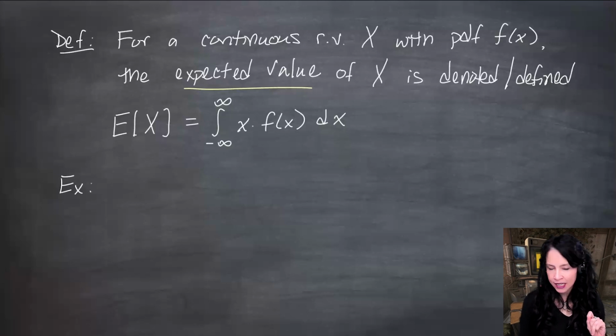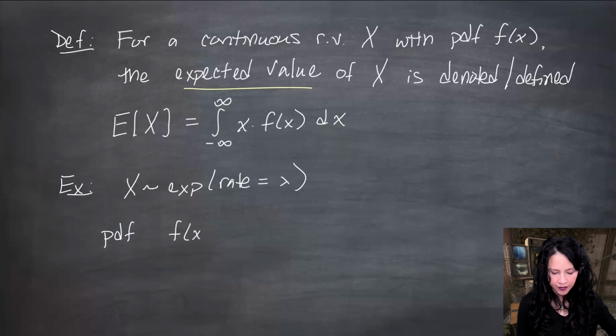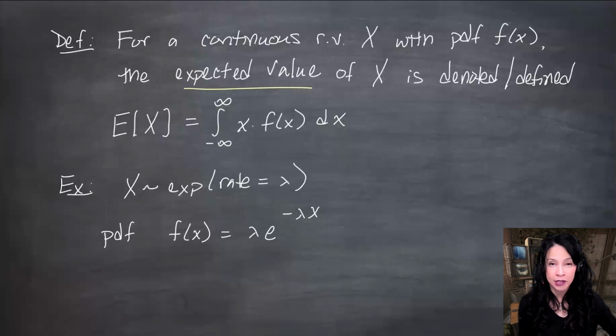So the only continuous distribution we know is the exponential distribution with rate lambda. The PDF there, you'll recall, is f of x equals lambda e to the minus lambda x. And that holds when x is greater than 0 or greater than or equal to 0. That one point doesn't matter.